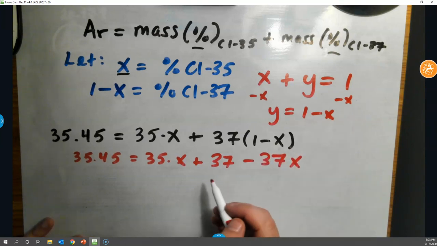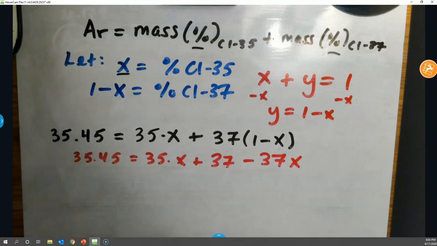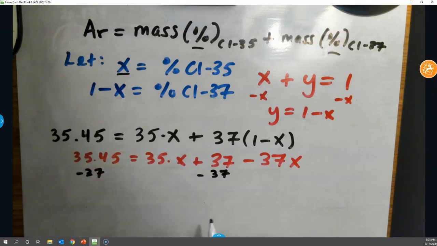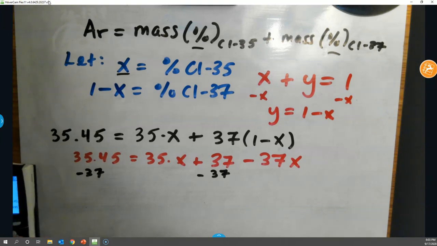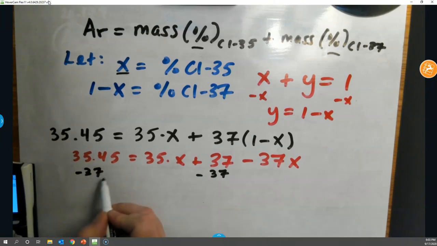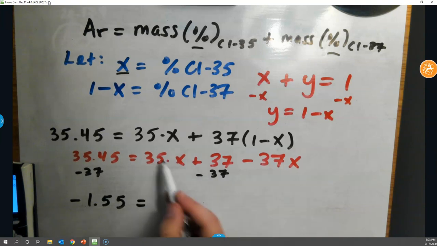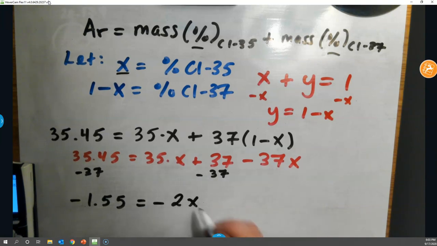So now the first thing I'm going to do is eliminate these whole numbers. So I'm going to subtract 37 from both sides. And I'm going to combine these two factors in terms of x. So what we're going to get when we do this, I've done this problem a million times and I still don't just remember or trust myself. On this side of the equation, when we perform this calculation, I get negative 1.55 is equal to, when I combine the two x terms, negative 2x.